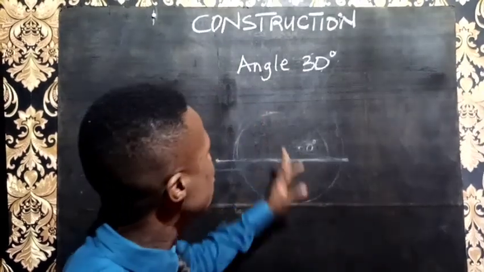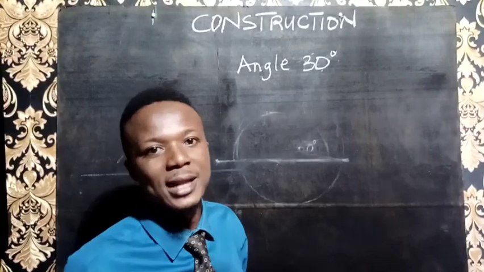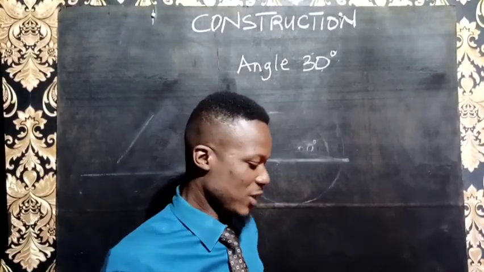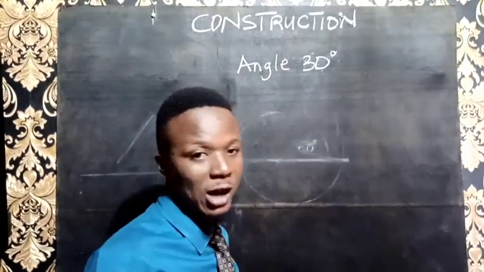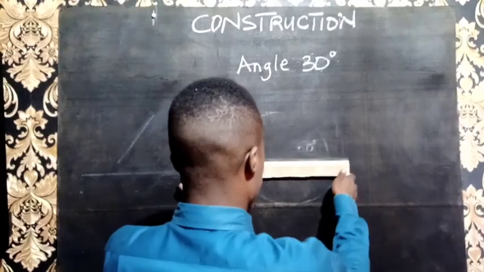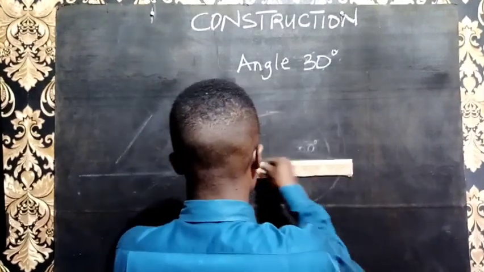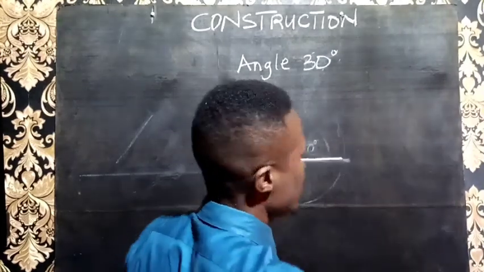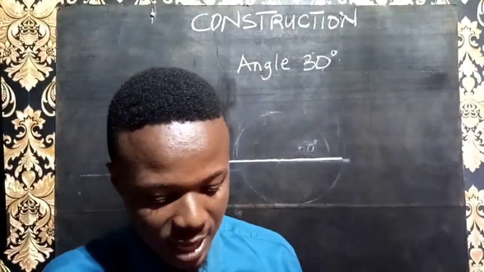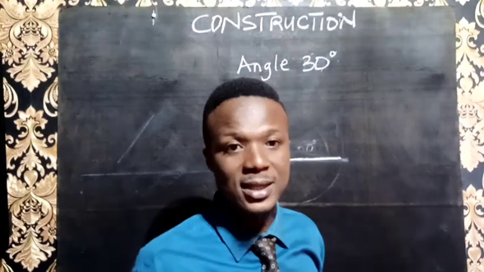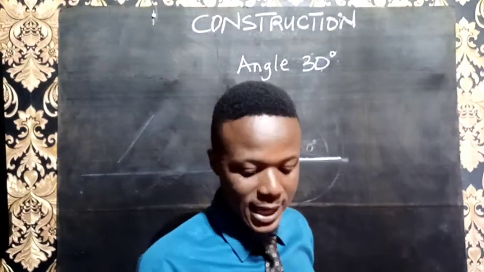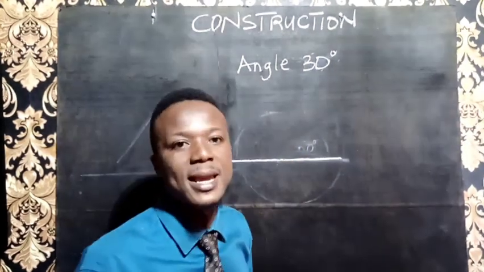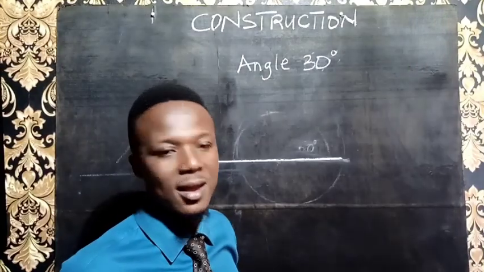Now we move into the construction of angle 30 degrees. As usual, if you want to make angle 30 degrees, just draw a straight line again. Now bear in your mind that angle 30 means dividing 60 by 2. So for you to get angle 30 degrees, you must make 60 degrees.